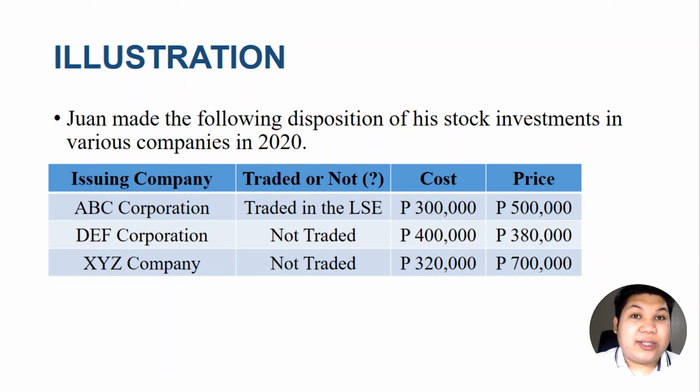And we know once traded in the local stock exchange, this would be subject to 6/10 of 1%. So we have there a cost of 300,000 and the price of 500,000. We also have here DAF Corporation, which is not traded. So this is an unlisted share. And then we have the cost of 400,000 and the price of 380,000. We also have here XYZ company and the shares are still unlisted, and then the price is 700 and the cost was 320. Okay, we will compute the tax.